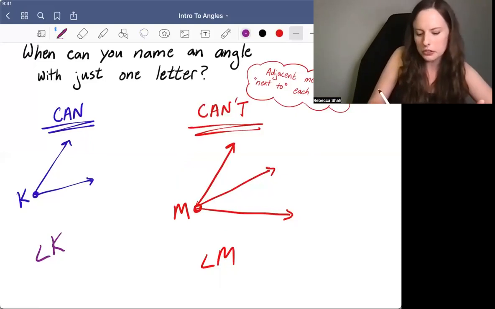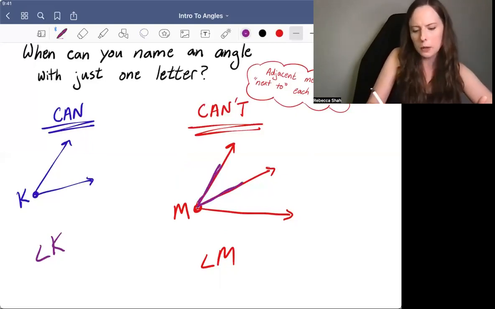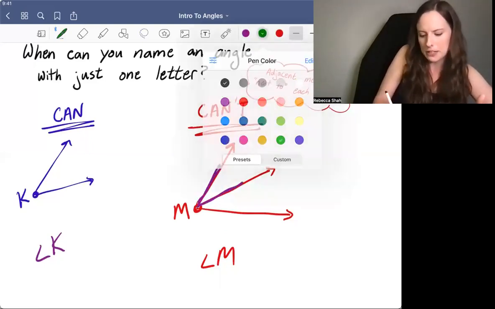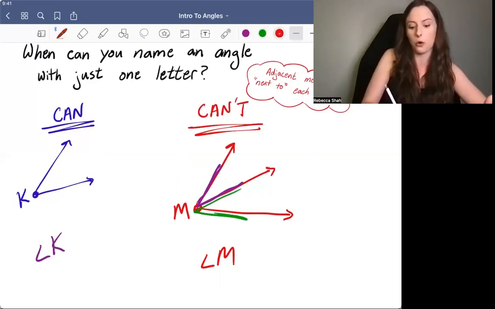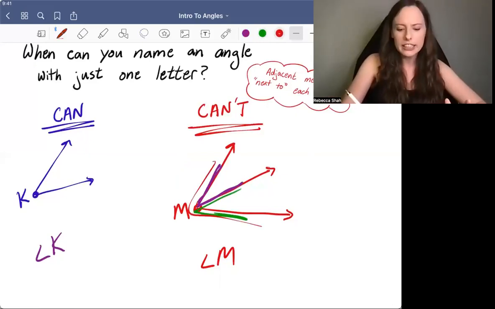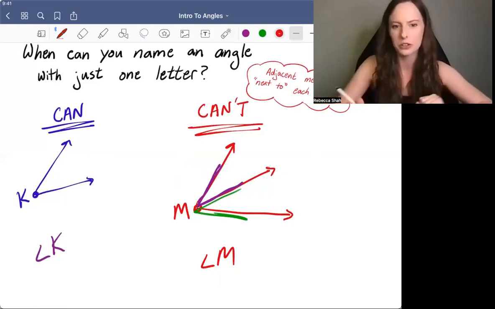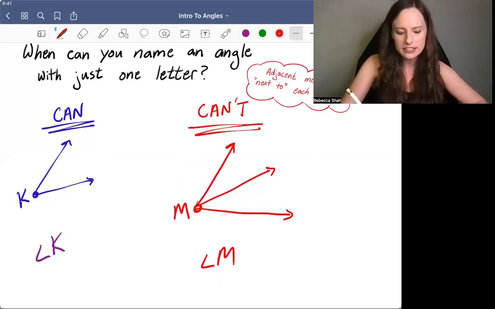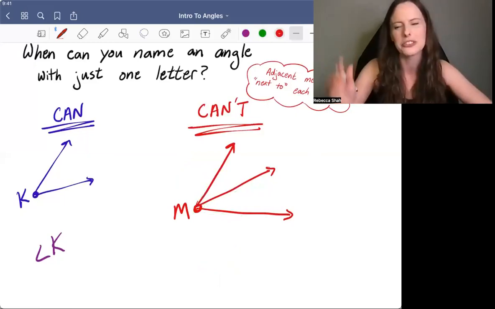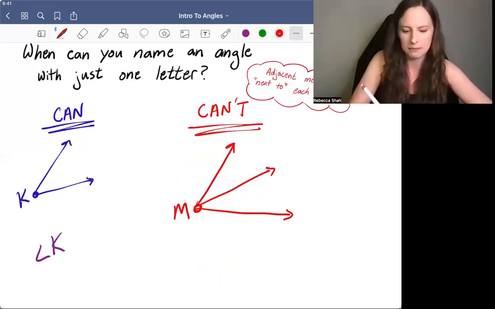Like you might ask me, well, do you mean this angle here in purple? Or do you mean like this angle here in green? Or do you mean the whole thing? Like just calling it angle M is too confusing. There's not enough information to really identify which of those angles we're talking about. So this is a case where you have to use 3 letters to name those angles.